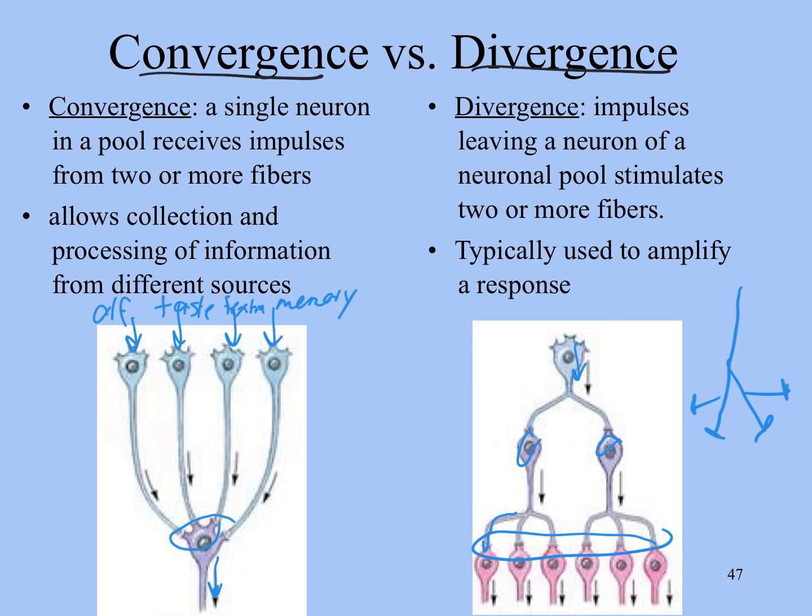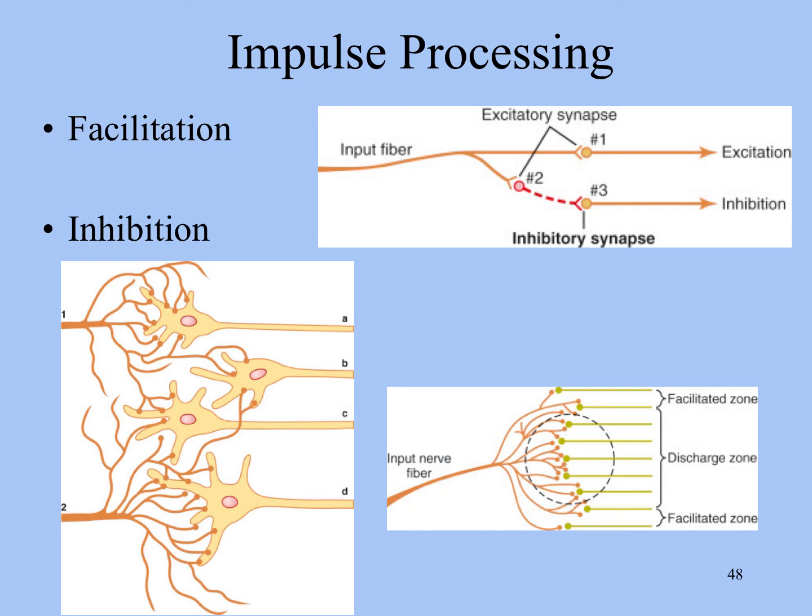And one example of this would be a motor unit that is synapsing on multiple muscle fibers in order to stimulate those muscle fibers to contract. So two other ways that nerve impulses are processed are these concepts of facilitation and inhibition.